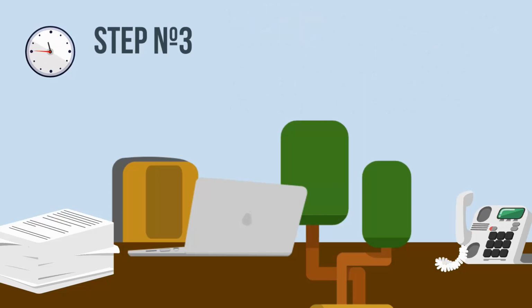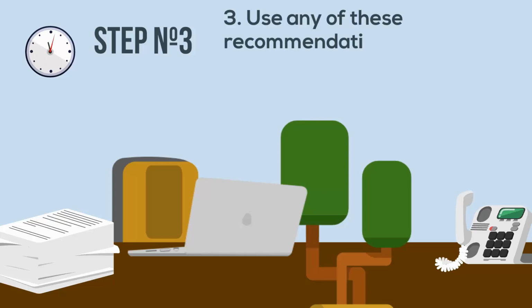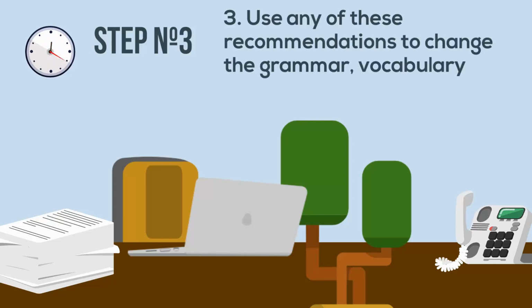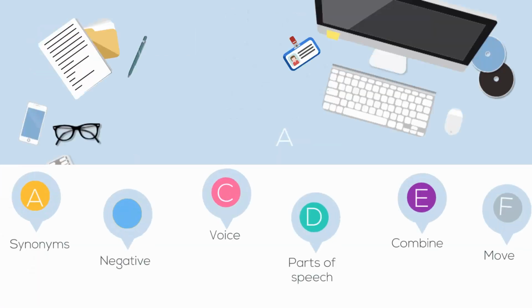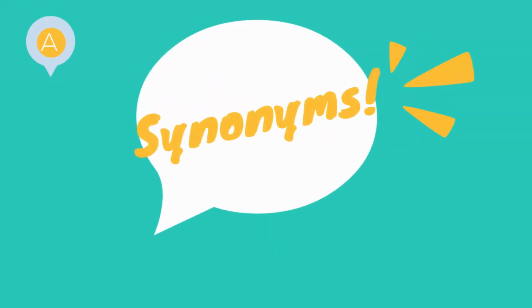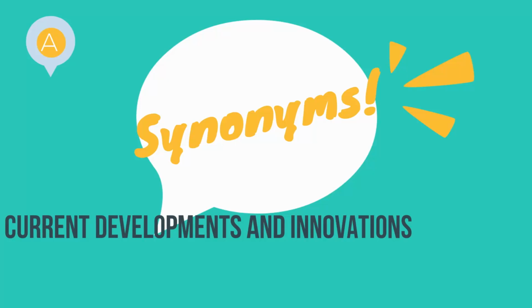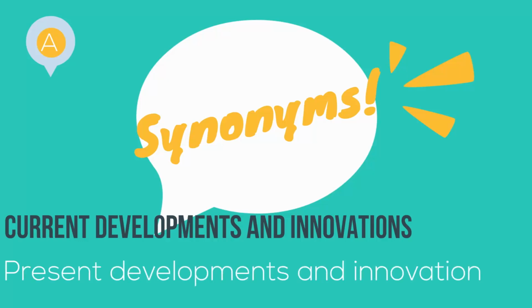Number 3. Use any of these recommendations to change the grammar, vocabulary, and sentence structure of the original. Find synonyms for some of the words. For example, the original phrase is current developments and innovations. You can find synonyms for some of the words. And this is the revised version, present developments and innovations.